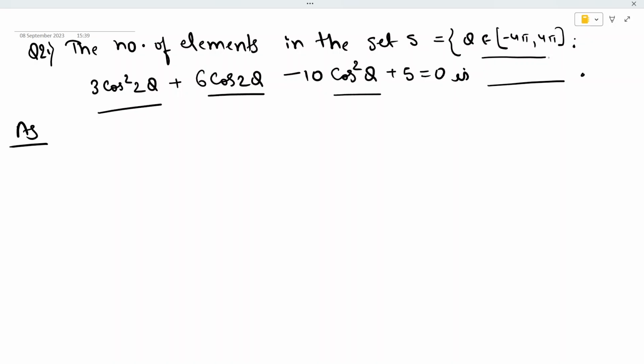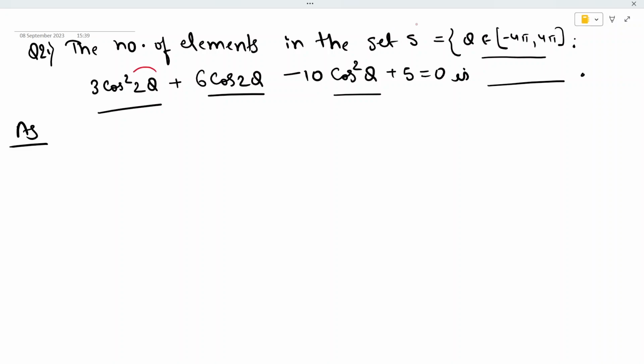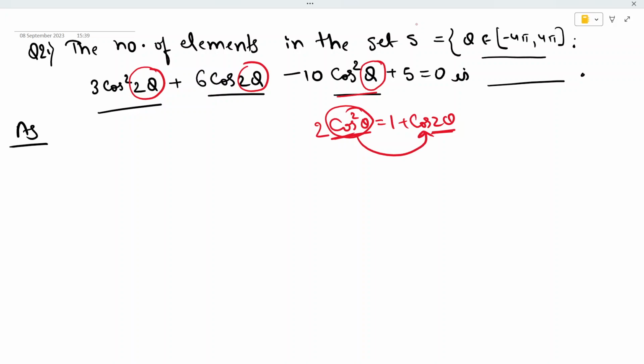So what you observe here, mark my point. In the previous question also, I said that if you have a trigonometric equation, first see its argument, here cos 2 theta, here cos theta. First try to make the argument the same. We know cos square theta in terms of cos 2 theta; this is nothing but cos 2 theta. We can turn this cos square theta into cos 2 theta.